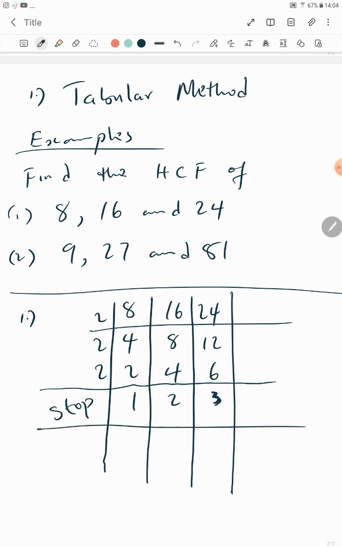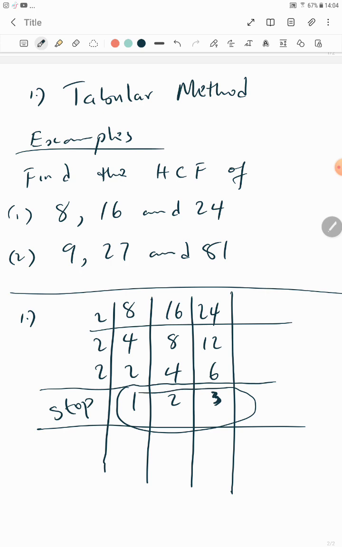Why am I stopping here? Because there is no number again that can go into these 3 numbers. In HCF, you have to note that the number you use must be such that it can go into all these 3 numbers. So if there is an odd one out that you can't divide with any prime number again, then you have to stop.